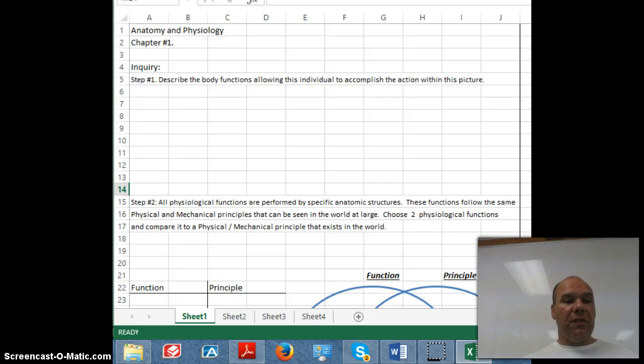So what I would like you to do, let's start from an inquiry standpoint on step 1. Let's read through step 1's directions together. Describe the body functions allowing this individual to accomplish this action within the picture. So what I'd like you to do, list 2 or 3 specific body functions, things that you already know about your body that would allow an individual to accomplish this. And in the description of these body functions, just provide 1 or 2 lines that describe what you know about them and what the purpose of those functions are within your body.